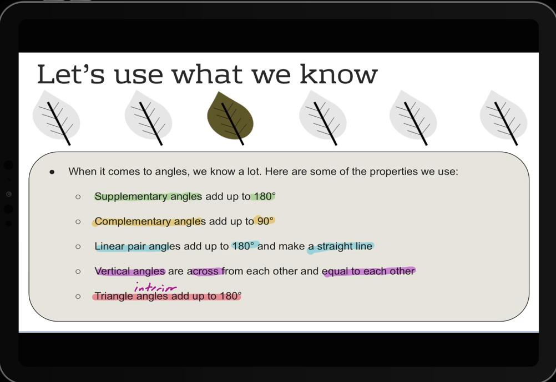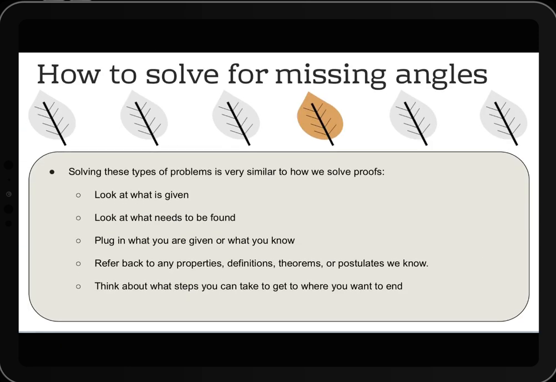Okay, so with that being said, to find the missing angle value like we just did in previous examples, we look at what's given and we look at what's needed to be found, the thing that you're missing, in other words, and then we have to plug in what we're given or what we know. We have to refer back to any properties or definitions or theorems or postulates that we know, and we have to think of steps that we can do to get from the beginning of the tunnel to the end of the tunnel. Where do we start and where do we want to end up?